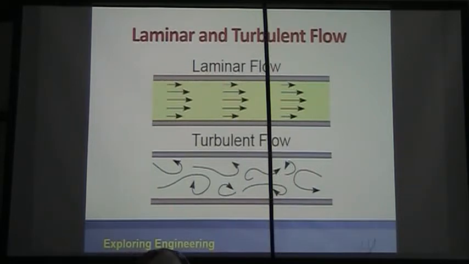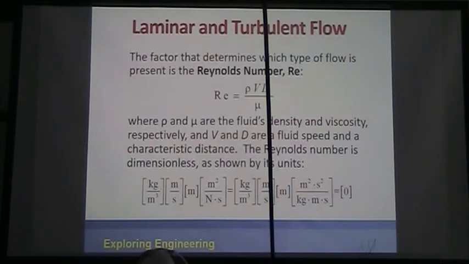And a lot of things are going to depend on Reynolds' number. Oh, well, and here comes Reynolds' number. All right, so the factor that determines which type of flow is present is the Reynolds number, Re. Re equals rho, the Greek letter rho, for the density of the fluid, V, the velocity, D, the diameter, and, excuse me, that's a characteristic distance. What a mistake on my part.